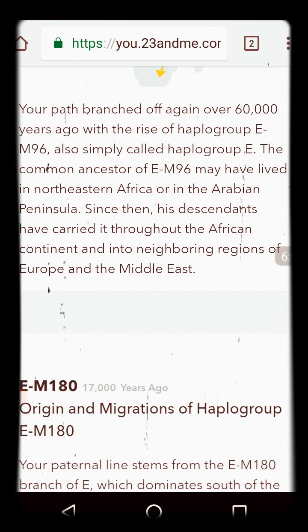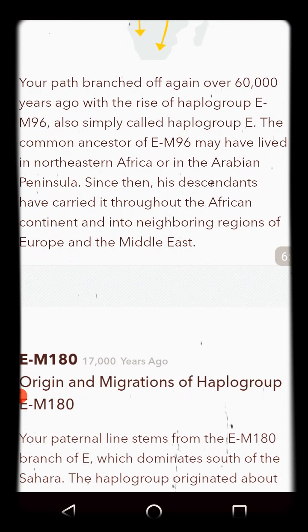So I see that migration is accurate, but I don't know if I agree with the differences in times that they say these separations and branching off of the haplogroups occurred. I don't know about those times, but I will agree with the migration. I will say that, the pattern, right? And okay, so let's keep going.